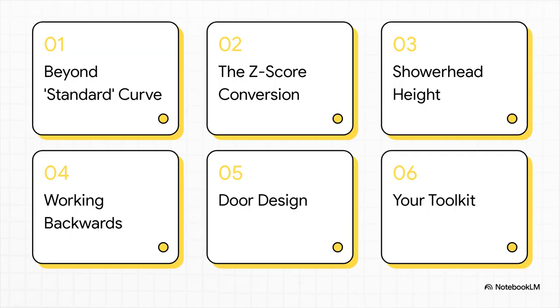Okay, here's our game plan. First, we're going to look beyond that perfect standard curve to see how data actually behaves in the wild. Then, I'll introduce you to an awesome tool called the Z-score. After that, we'll put it all to the test with two case studies, shower heads and doors. By the end of this, you're going to have a brand new toolkit for tackling these kinds of problems yourself.